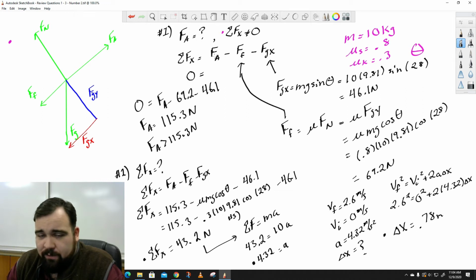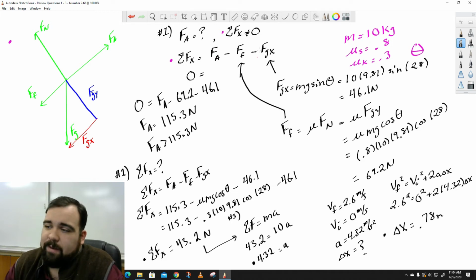So if it takes 40 newtons for FA in order for this to be 0, then to get the thing moving we need to apply FA greater than 40. So we're going to go with our F net x equation. In our x direction, we have FA, which we're going to consider up the ramp as positive, minus our force of friction, minus our force of gravity in the x direction. So we're going to say 0 equals FA minus FF minus FGX.